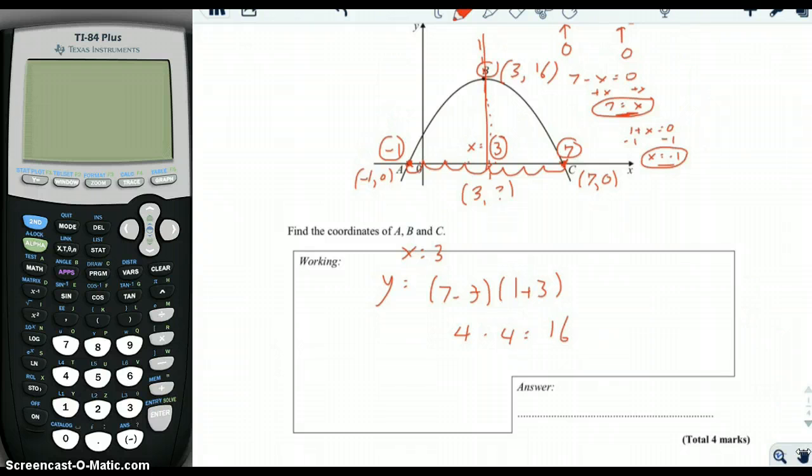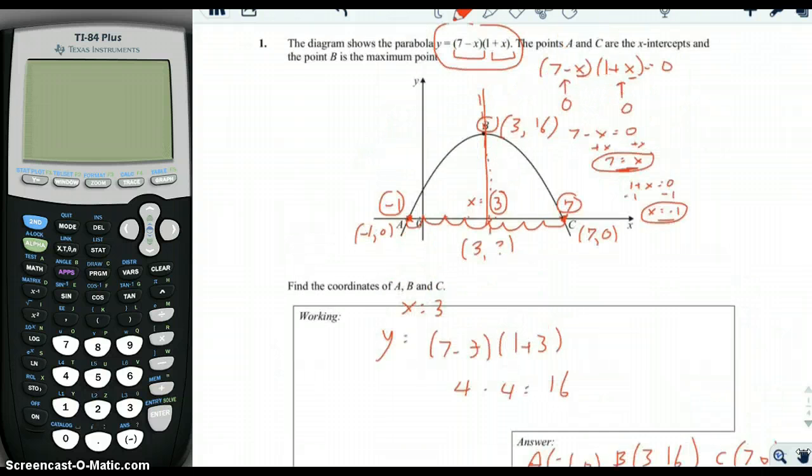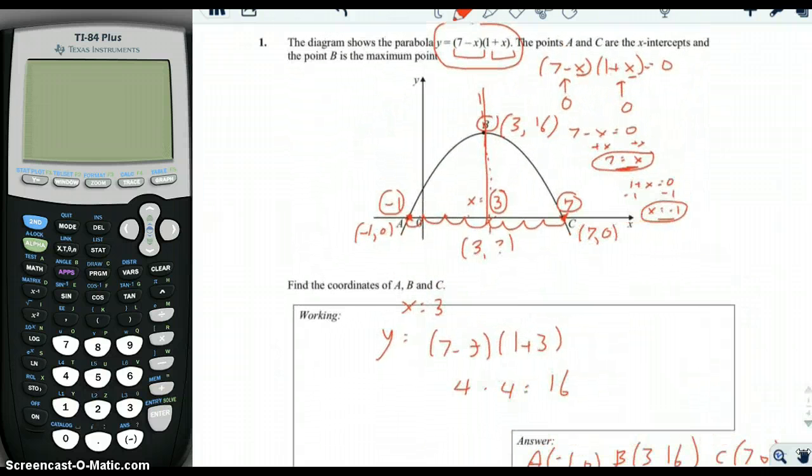So I'm going to put here, point A would be negative 1 comma 0. Point B would be 3 comma 16. And point C would be 7 comma 0. And that's all we needed to know. Oh, they didn't exactly say that B was the vertex, but they did say the maximum point. So you did have to know that the maximum point is also the vertex.